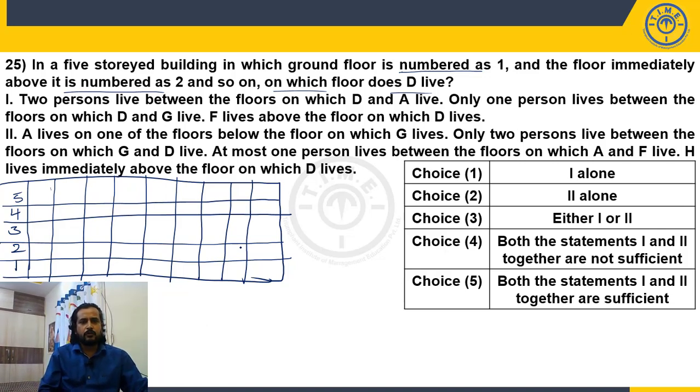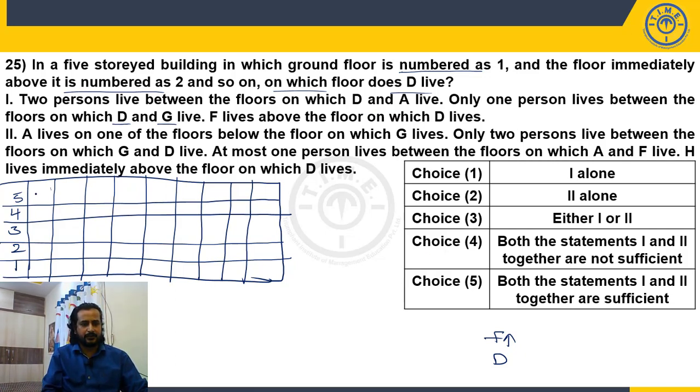Now what is given? 2 persons live between the floors on which D and A live, and only 1 person lives between D and G. F lives above the floor on which D lives. We can understand one point. F lives above D, so F cannot be on floor 1. And 2 persons live between D and A, so D cannot be the topmost floor.